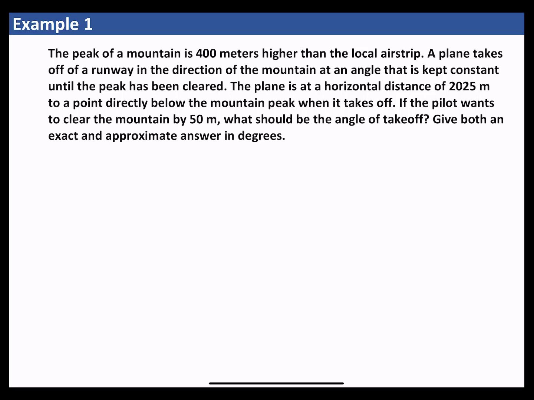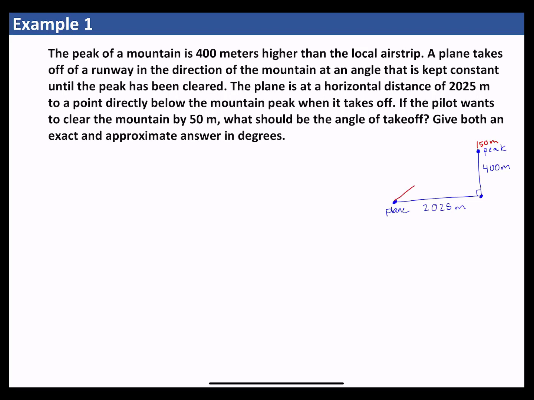Okay, so we have a local airstrip and the peak of the mountain is 400 meters higher than that. The plane is a horizontal distance of 2,025 meters to a point directly below the peak. So if we're calling this the peak, then directly below the peak would be this point here where we have a right angle, and this point on the left would be the plane when it starts takeoff. All right, and the pilot actually wants to clear the mountain by 50 meters. So this is probably not to scale, but we have to keep in mind there's an extra 50 meters there.